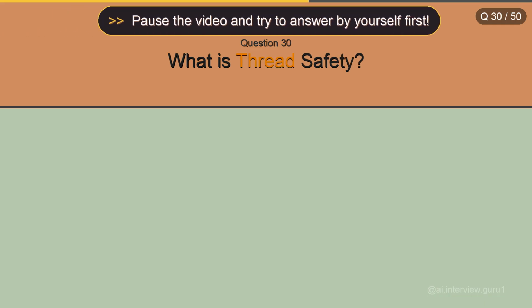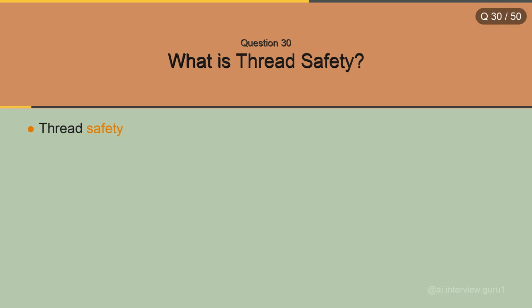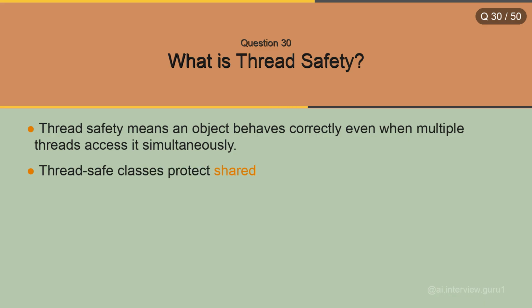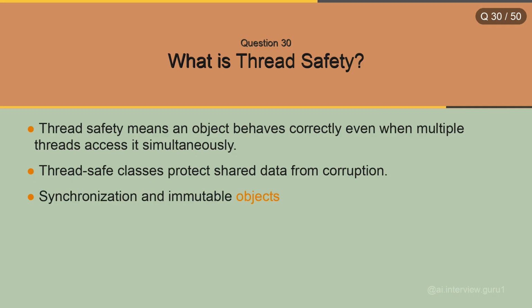What is thread safety? Thread safety means an object behaves correctly even when multiple threads access it simultaneously. Thread-safe classes protect shared data from corruption. Synchronization and immutable objects help achieve thread safety.